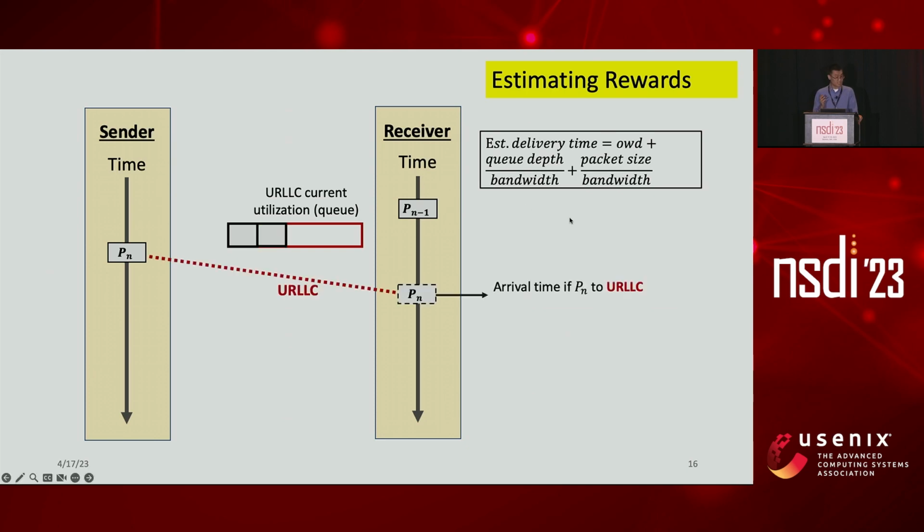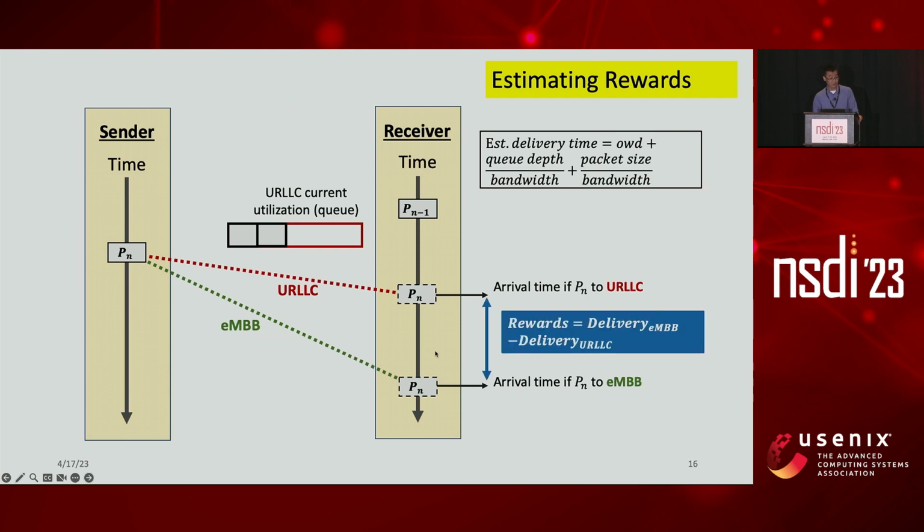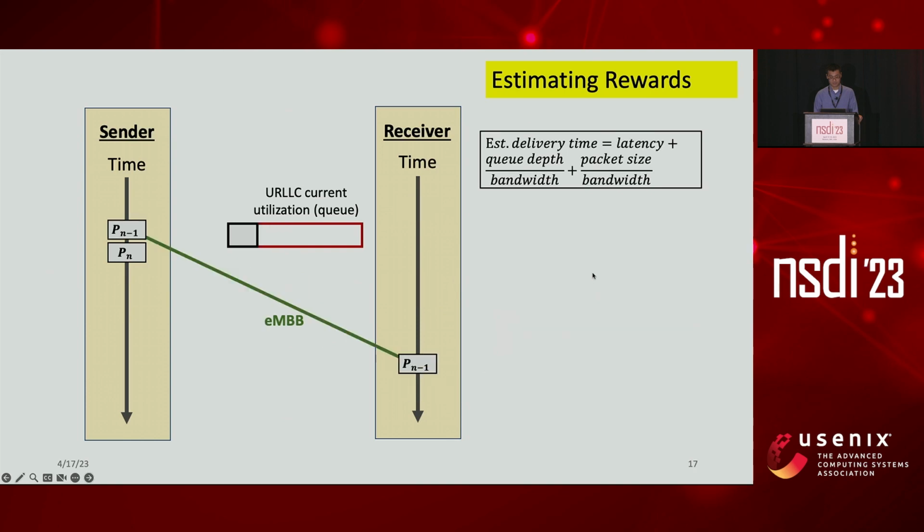In this case, if we send the PN to the URLLC, then this will be the arrival time of the packet, but the URLLC utilization will increase. If we decide to send it on the eMBB, then the packet will arrive later, even though it has a high bandwidth. And this is the arrival time of PN if we send it to eMBB. And this is how we calculate the reward, which is basically how much faster the arrival time will be if we decide to send it to the URLLC.